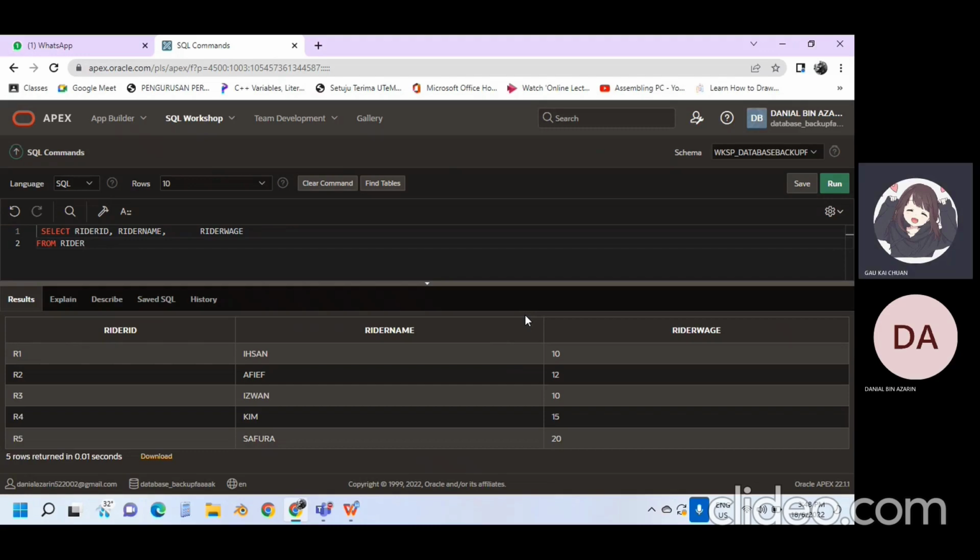For R3, the rider name is Izwan and his rider wage is 10. For R4 is Kim and his rider wage is 15. And then for rider ID R5, the rider name is Safura and her rider wage is 20.